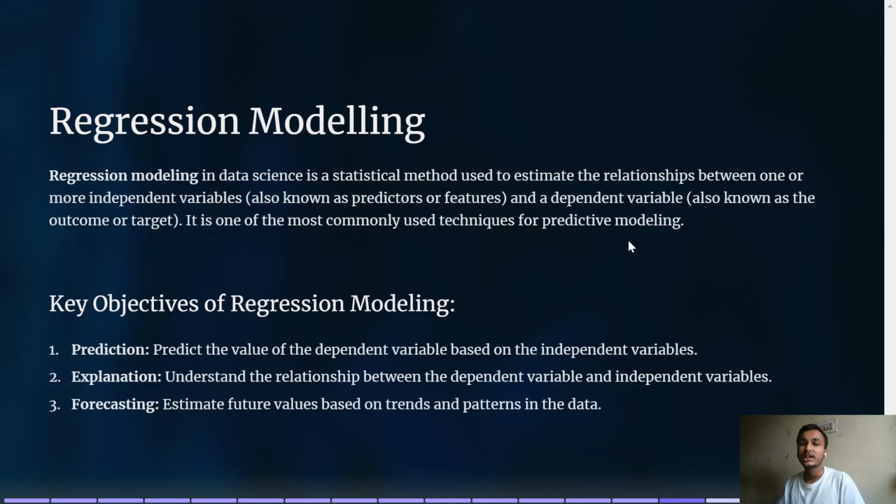In this video, we are going to learn about regression modeling. Regression modeling in data science is a statistical method used to estimate the relationships between one or more independent variables, which are also known as predictors or features, and a dependent variable, also known as the outcome or target. It is one of the most commonly used techniques for predictive modeling.